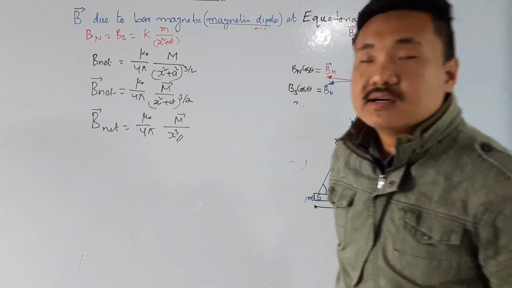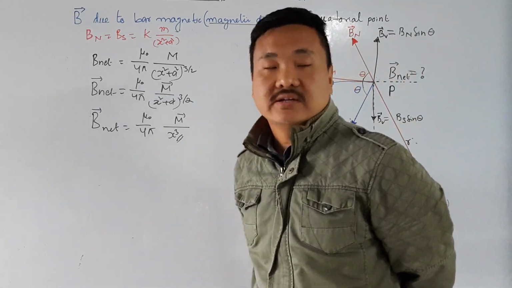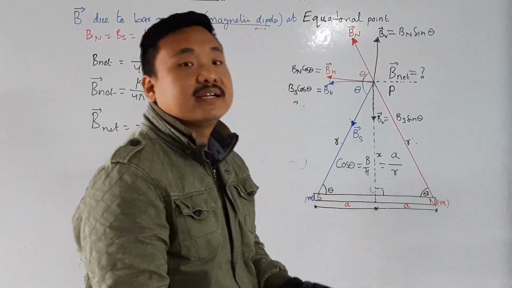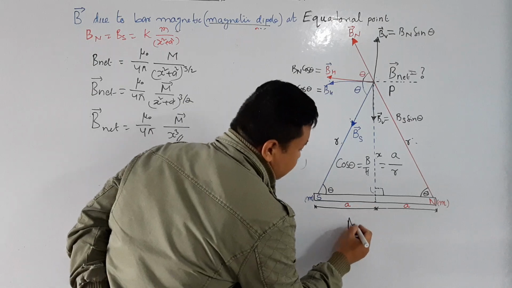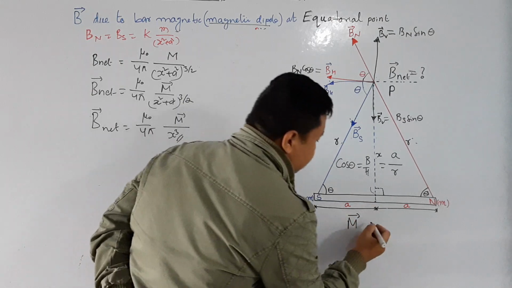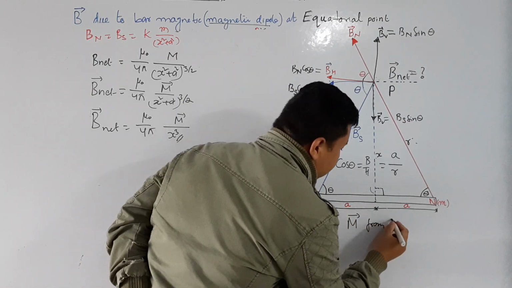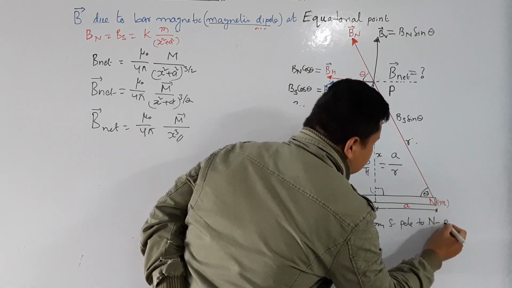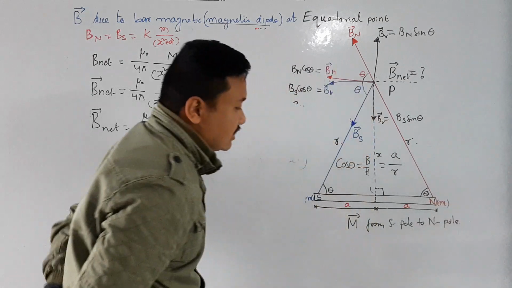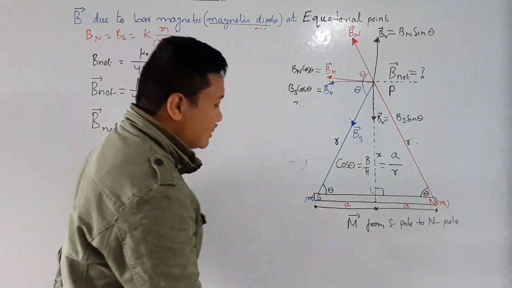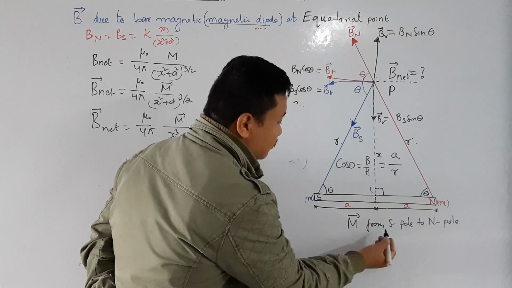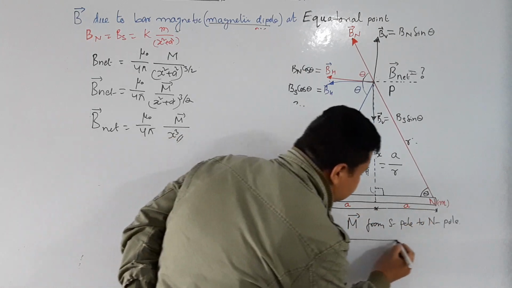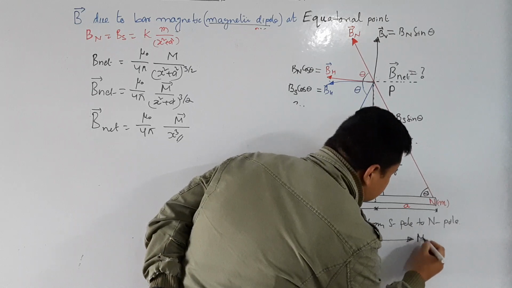Now what is the direction of the net magnetic field? If you see here, what is the direction of the magnetic moment? You have this magnetic moment. Its direction is from south pole to north pole. That is, this is the south pole and this is the north pole. This is the direction of the magnetic moment. Please draw this.